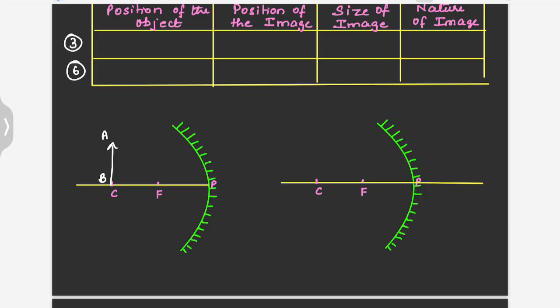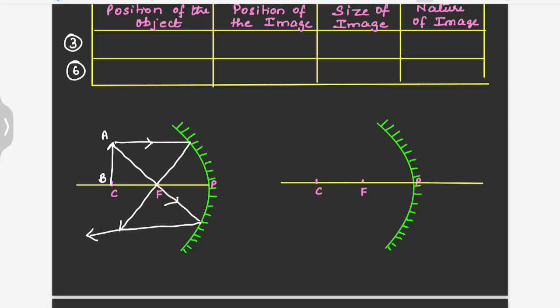So let us draw the incident ray. So this is the first incident ray passing parallel. So if it is passing parallel, then the reflected ray should pass through F like this. Second incident ray. So let us pass through the focus. So this is the second light ray which is passing through the focus. So if it is passing through the focus, the reflected ray should be parallel now. So let us draw a parallel ray like this. So it is going parallel like this.